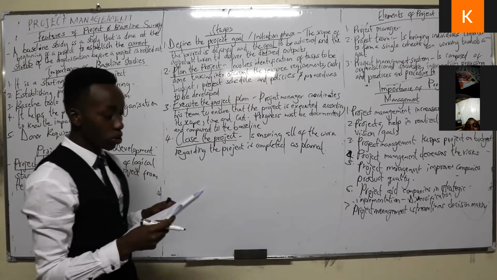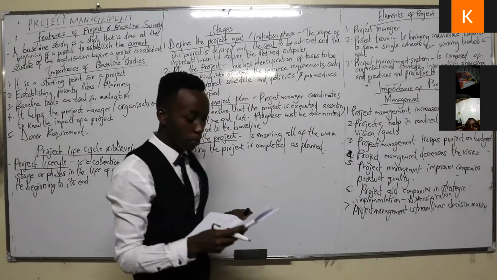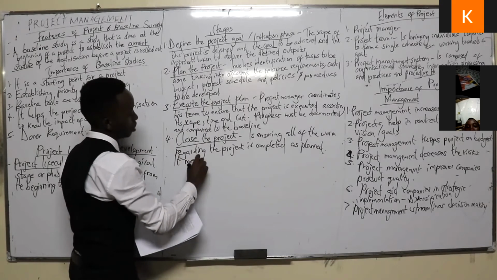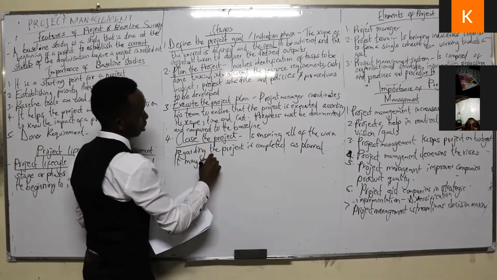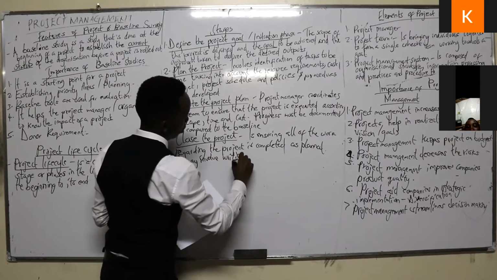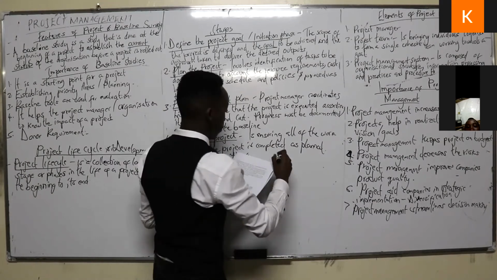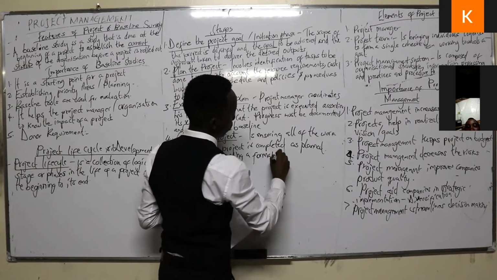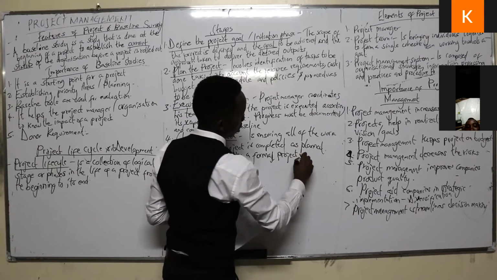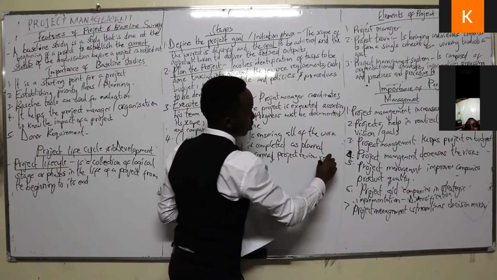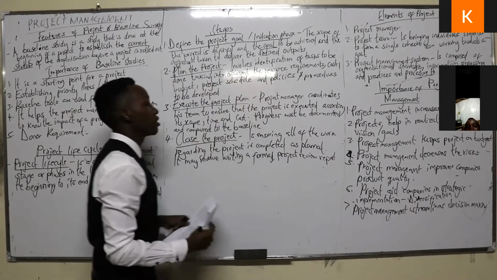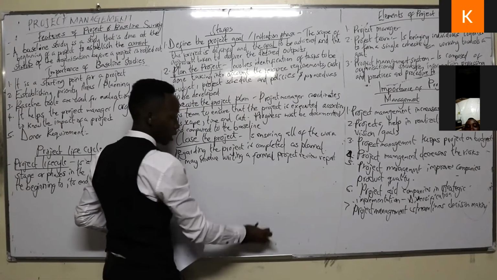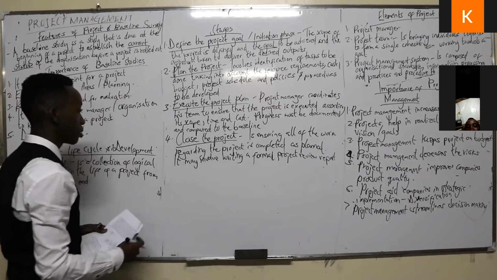So this may also involve writing a formal project review report. What that means is you have documented everything and you look back at what are some of the things you would have done differently when undertaking this project.